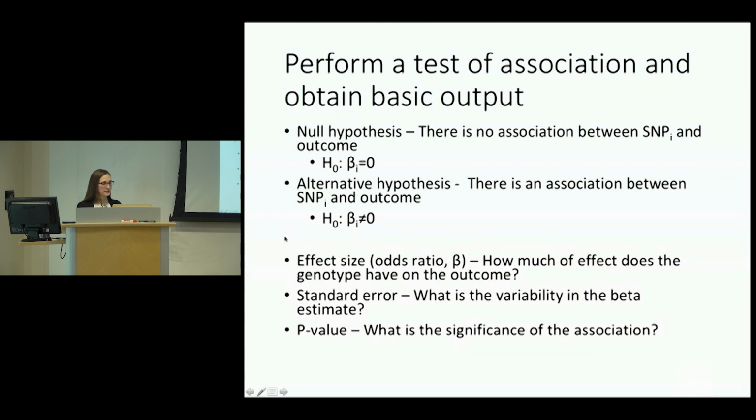From this, you get 3 pieces of information. You get your effect size, so either your odds ratio if you're doing a logistic regression model, or beta for linear regression. And your effect size really tells you how much effect the genotype has on the outcome. The standard error tells us how much variability there is in this beta estimate. And our p-value is the significance of the association.